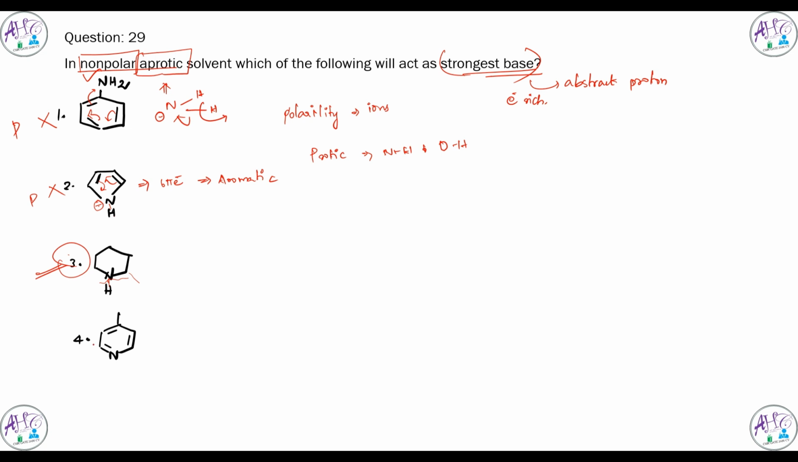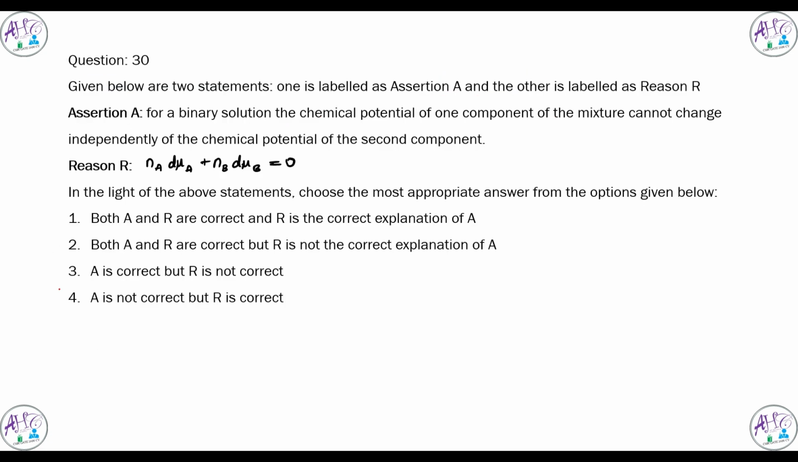If you see option 4, we don't even have an NH bond or OH bond. So this is also going to be aprotic. Okay, sorry, this is also not going to be aprotic. This is actually going to be protic, which means that here your CH bond can be broken and it can form charges. It will have a carbanion, which will again be stabilized. So this is going to be your protic. Next question.